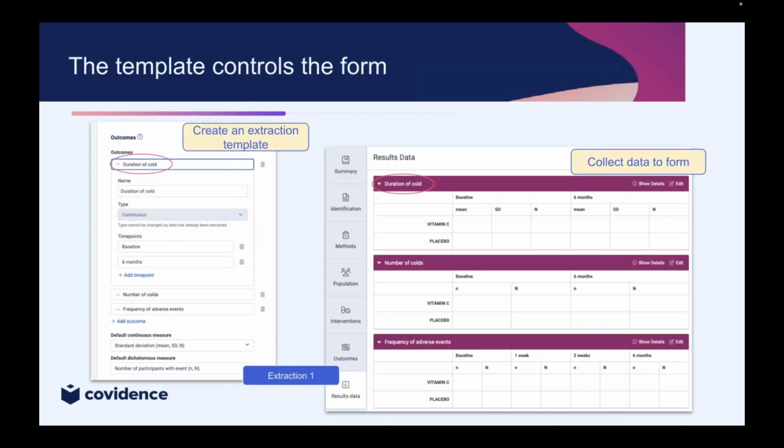The process of creating the template and collecting data to the form is displayed on the slide that you can see now. So you will create an extraction template like the one you can see here. I've made a screenshot of a section of a data extraction template using Covidence's Extraction 1 tool. And then over on the right-hand side, you can see what it looks like to actually be extracting data against that outcome in the form. So that's what it looks like when you use an Extraction 1, more of this later.